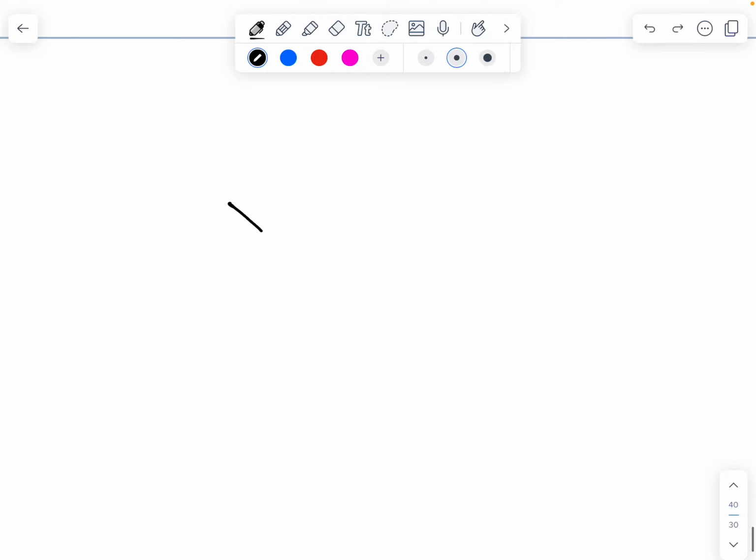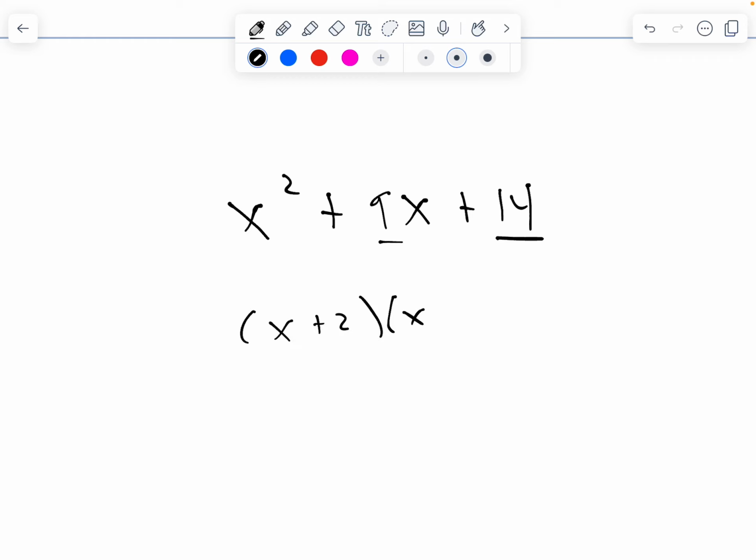Let's do one more. You do this one on your own, and let's see if you find the magic numbers. Magic numbers that multiply to be 14, add to be 9. And if you found the magic numbers 2 and 7, you are exactly right. 2 and 7 multiply to be 14, 2 plus 7 add up to be 9, and so that's perfect.